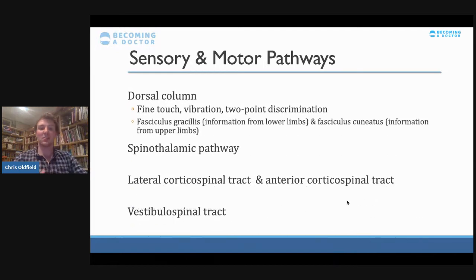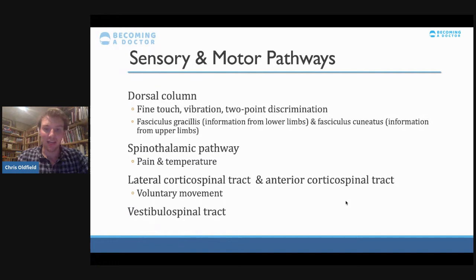Now, this is split into two main fascicles. The fasciculus gracilis, which runs more medially in the spinal cord, gives information from the lower limbs, whereas the fasciculus cuneatus brings information from the upper limbs. And we'll see on the next slide a little diagram showing that. Next, we have the spinothalamic pathway, which is another sensory pathway, and this controls pain and temperature.